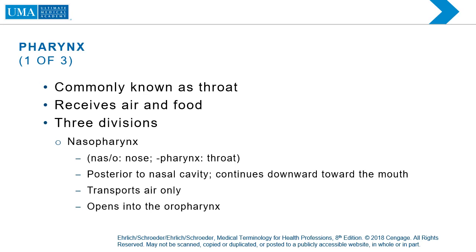Here we have the pharynx, which is commonly referred to as the throat, and receives air after it passes through the nose or mouth, as well as food. The pharynx is made up of three divisions. We have the nasopharynx, the first division, which is posterior to the nasal cavity and continues downward behind the mouth. Then we have the oropharynx, the second division, and this is the portion that's visible when looking into the mouth.